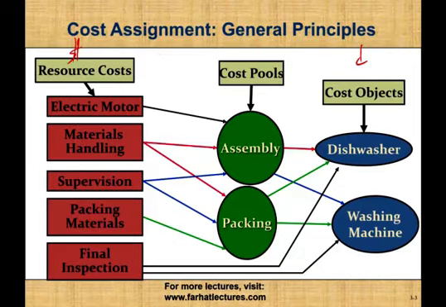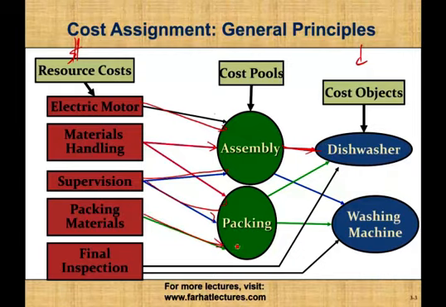Then what we do, all the cost is going to be grouped into cost pools. For example, we determine we have two cost pools: assembly and packing. In the assembly, we need electric motors before we assemble the dishwasher. So that's basically, in a sense, material. We need material handling for both. We're going to allocate some to the assembly and some to the packing department. Supervision, it's going to be some to the assembly and some to the packing department. We need somebody to supervise the process.